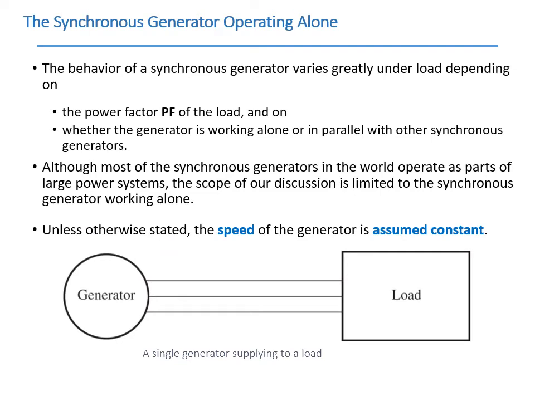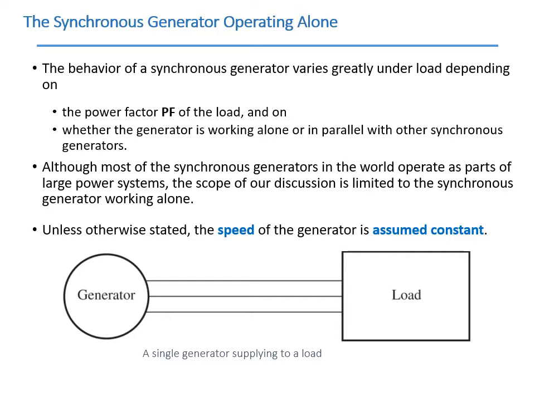Okay, in this subsection we are going to look at the control of the voltage. We are talking here about the output voltage of the generator, and in order for us to be able to control it, we need to know the behavior of this synchronous generator when it has load applied to it. The behavior varies greatly under load, depending on the power factor of the load, and secondly on whether the generator is working alone or in parallel with other synchronous generators.